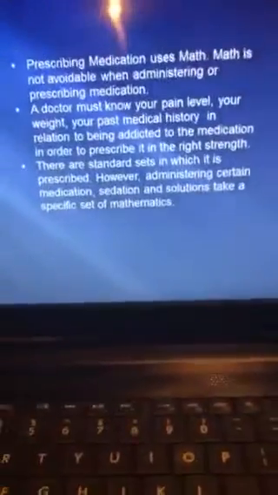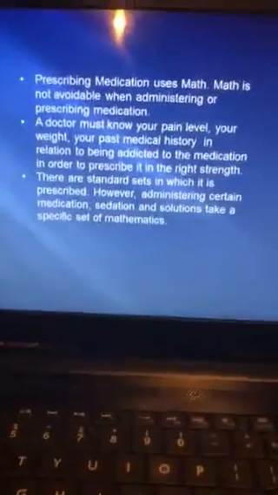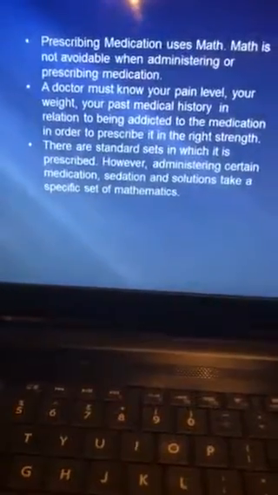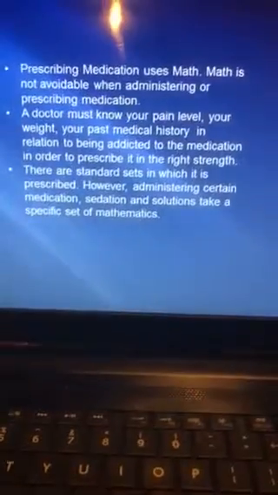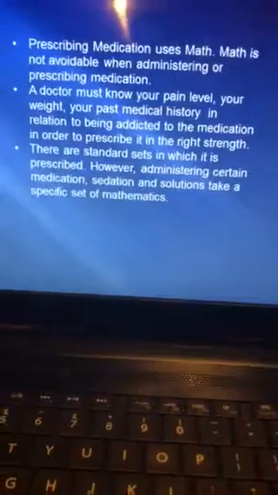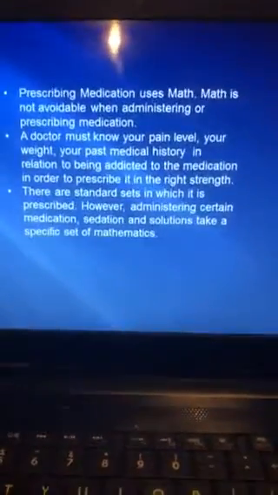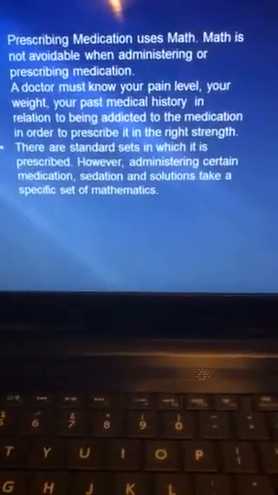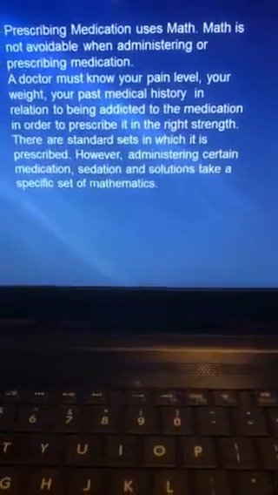So in all, you should have learned today that prescribing medication uses math, that you can't avoid math when administering or prescribing medication. Your doctor has to know your pain level. They have to base it on how much you weigh and your past medical history, and in relation to not being addicted to the medication that they're going to prescribe and the strength that they're going to prescribe it in. There are standards set which they use to prescribe the medication. However, when administering a certain medication and sedating you, there are certain solutions that they must follow.